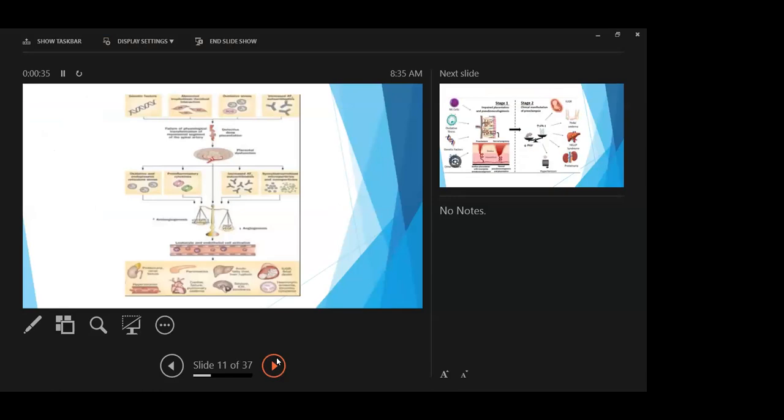So here's the etiology: the genetic factors and the oxidative stress lead to defective placentation, and as a result there are increased pro-inflammatory cytokines, and there is an imbalance between the anti-angiogenic and angiogenic factors. As a result, there is the manifestation of the preeclampsia features.